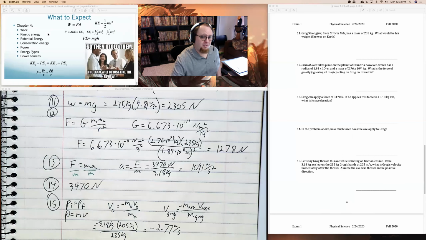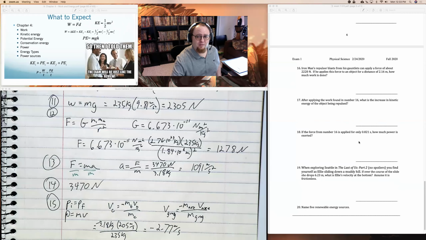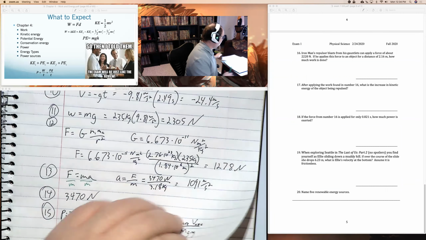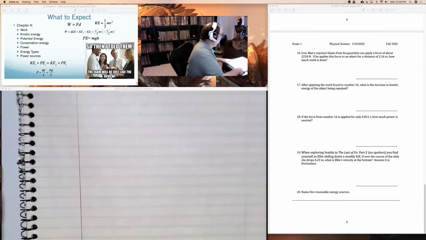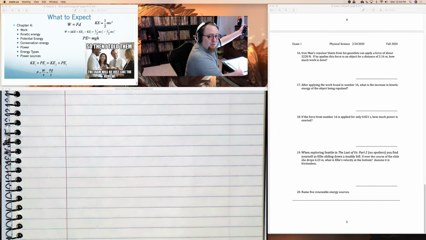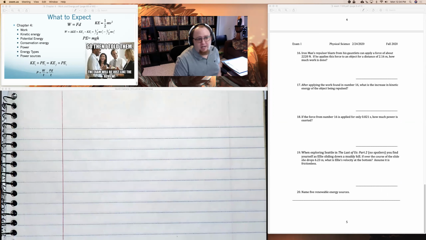The fourth page will be all energy. This will consist of the physics energy, but also some of the renewable energies at the end. Normally it's mostly the physics energy, and then the types of energy and renewable energies is just a little bit added to the end. So: work, kinetic energy, potential energy, conservation of energy, power, energy types, and energy sources.